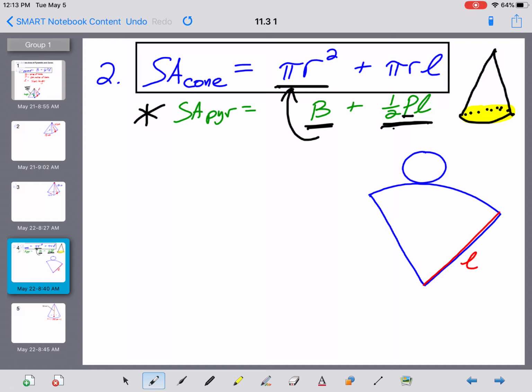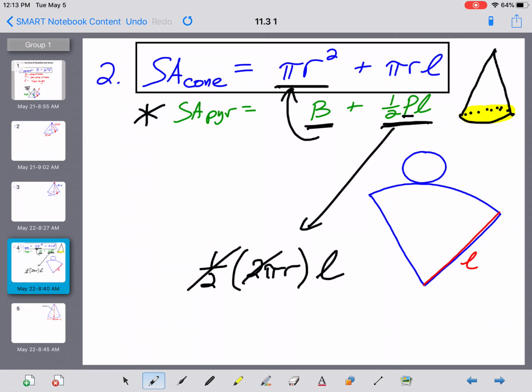But essentially, what's going to happen here is that the capital P, the perimeter of the base in a cone, is always going to be a circle. So instead of a P for perimeter, we can use the formula for circumference, which is 2 times pi times r, and then multiply that by the slant height. The only cool thing that happens here is that the 1/2 and the 2 cancel out, and we just end up with this little formula of pi r L, and that gives us the lateral area of the cone itself.